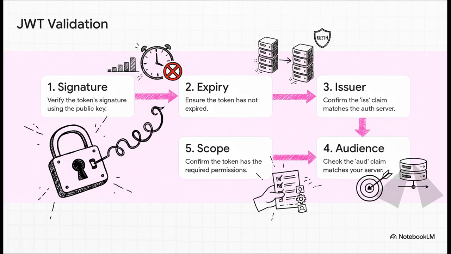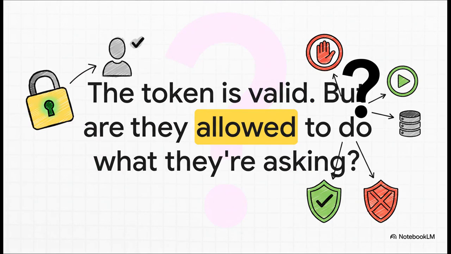So whenever a server gets a JWT, it has to run through a very strict checklist. No shortcuts. First, it verifies the signature to make sure it's authentic. Then, it checks the expiration date to make sure it's not stale. It confirms it came from a trusted issuer and was meant for this specific server, that's the audience. And finally, it checks that the token actually contains the necessary permissions, or scope, for the action it's trying to perform. Okay, we've completed authentication.